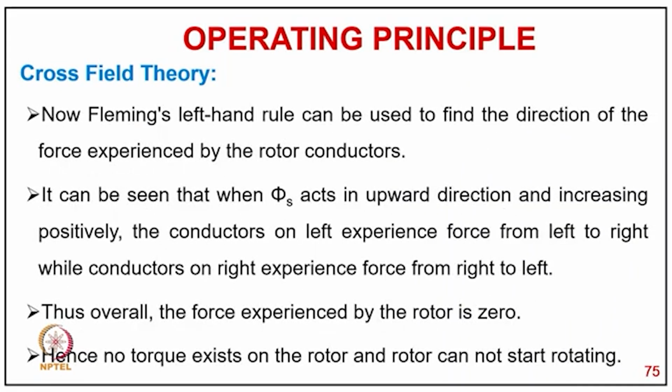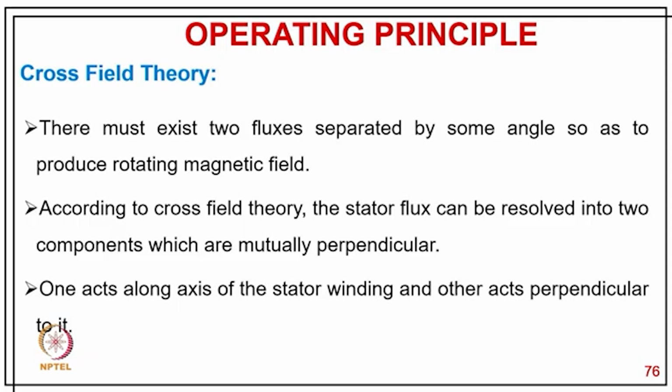Now Fleming's left hand rule can be used to find the direction of the force experienced by the rotor conductors. It can be seen that when phi s acts in the upward direction, increasing positively, the conductors on the left experience a force from left to right, while the conductors on the right experience a force from right to left. So overall, the force experienced by the rotor is 0, hence no torque exists on the rotor, and the rotor cannot start rotating.